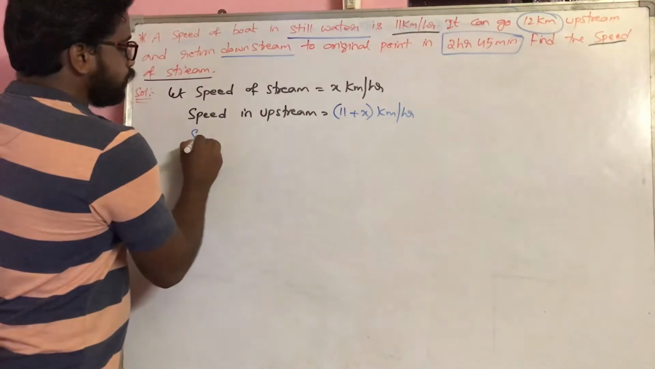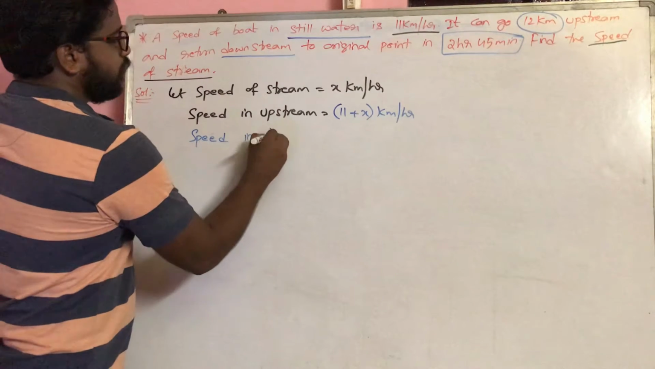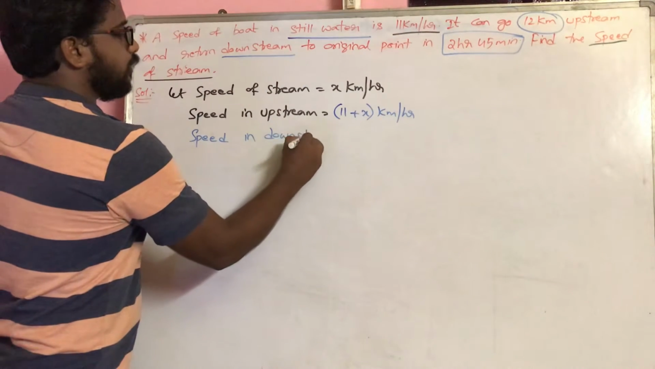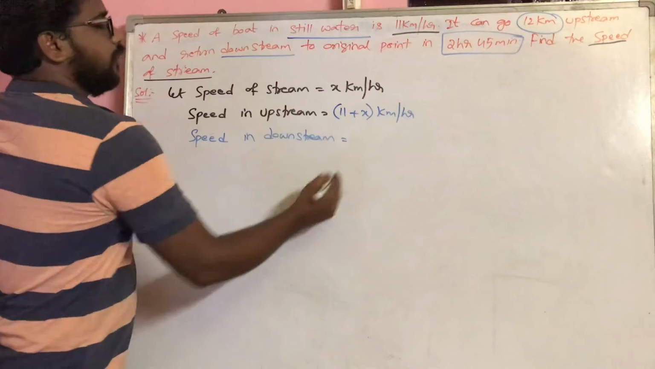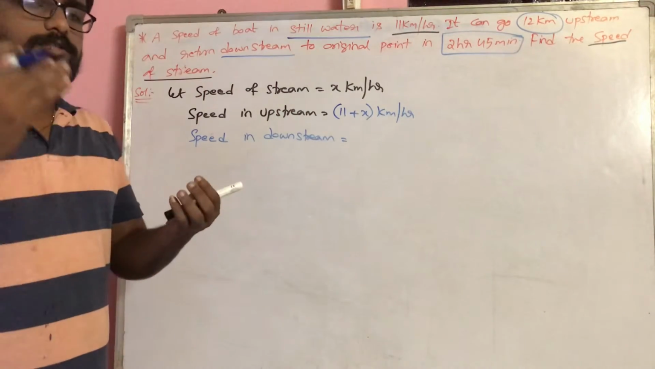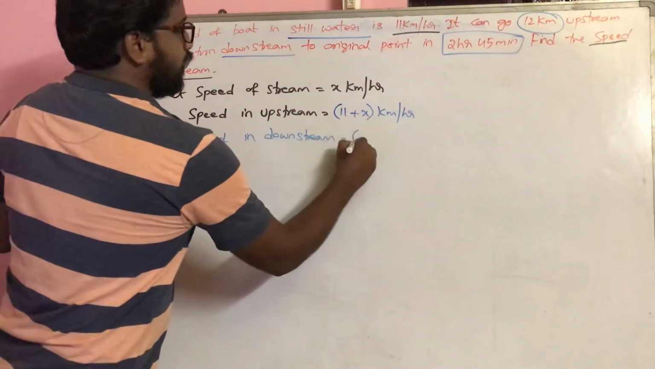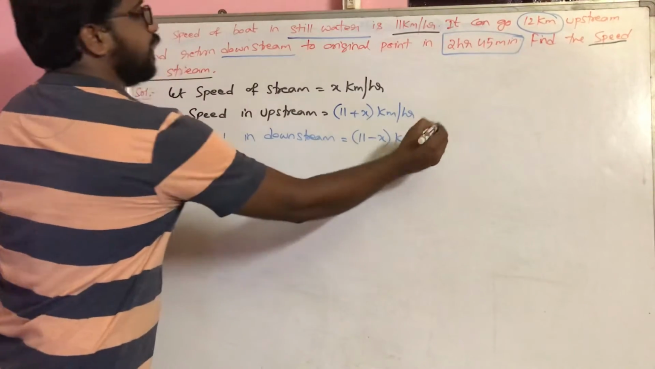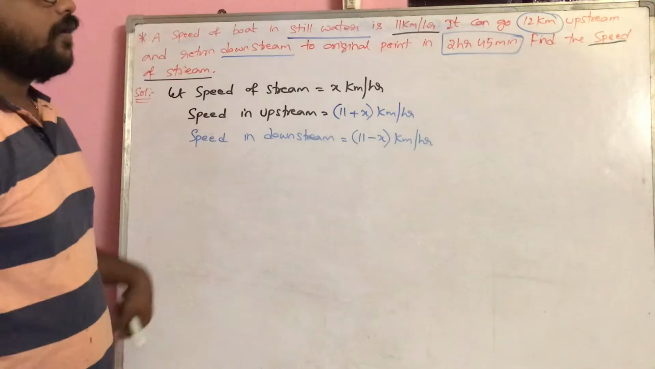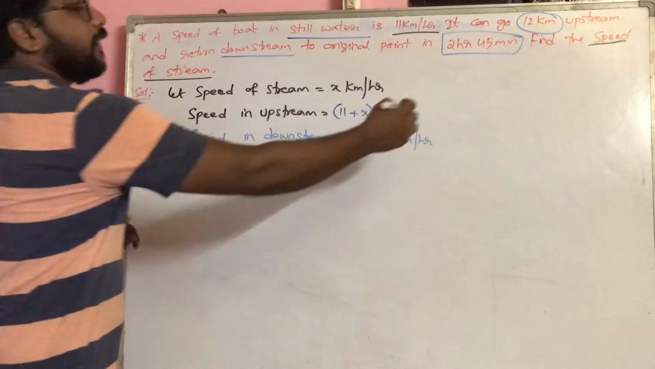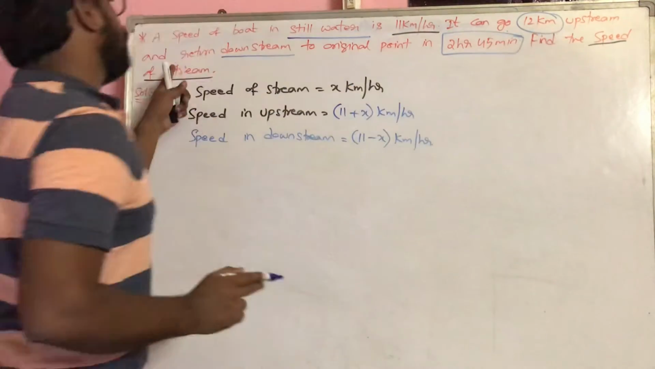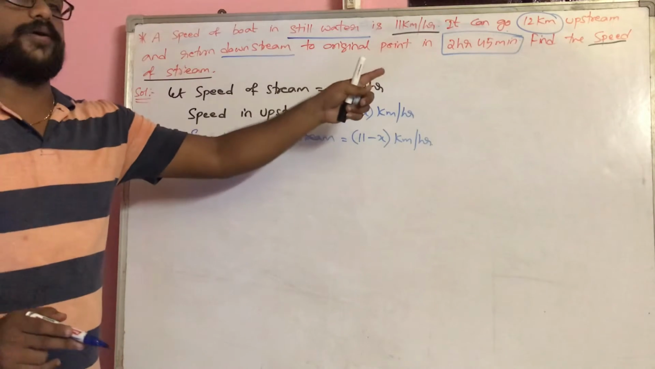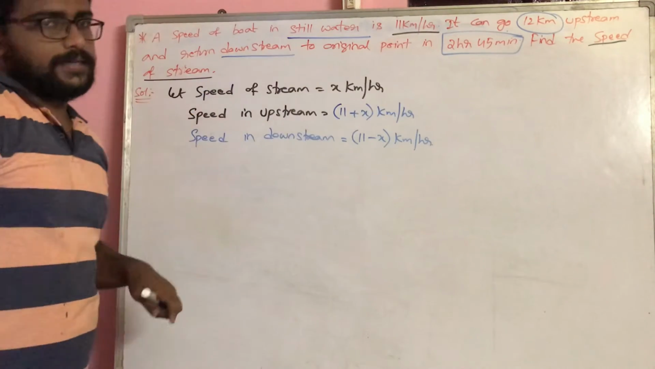Similarly, when it comes to speed in the downstream, as I told you, when you are coming downward you need not apply any extra speed. That means your speed can be decreased. The decrease of speed can be shown as 11 minus x km per hour. Now, it can go 12 km upstream and return downstream to the original point in 2 hours 45 minutes.